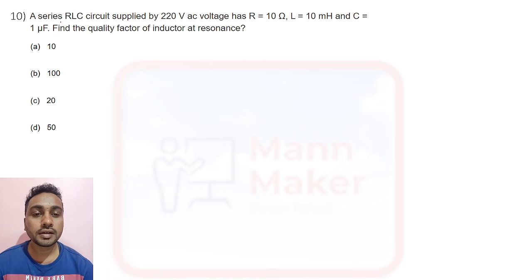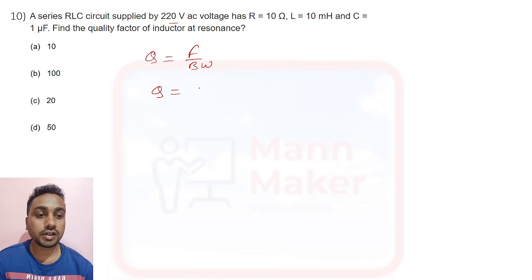A series RLC circuit supplied by 220-volt AC voltage has R equal to 10 ohm, L equal to 10 millihenry, and C equal to 1 microfarad. Find the quality factor at resonance. So quality factor is what? Quality factor is frequency by bandwidth. And the quality factor for a resonance circuit is 1 by R under root L by C.